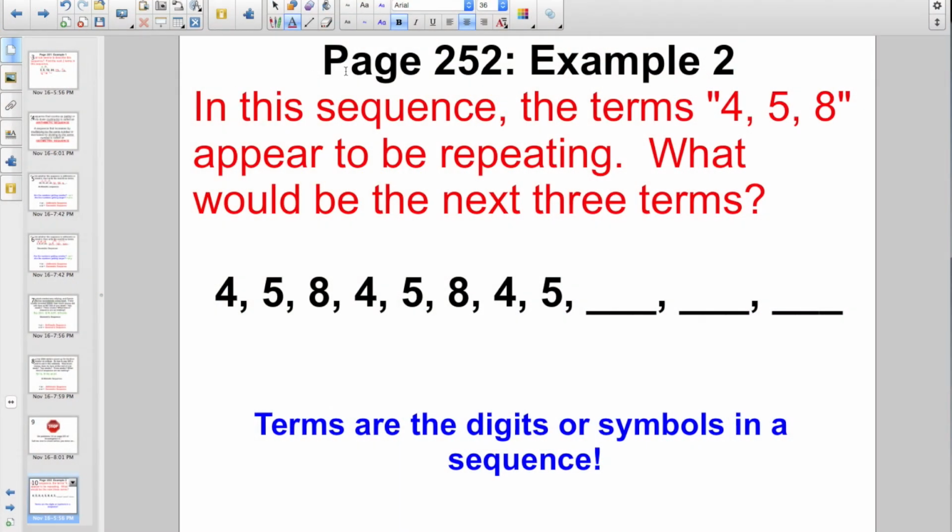All right, welcome back. Now we should have our book opened up to page 252, and I want to show you example 2. Here it says, in this sequence, the terms 4, 5, and 8 appear to be repeating. Do you see it? Here's 4, 5, 8. Here it is again. We are repeating these 3 terms. So what would be the next 3 terms if I'm just going 4, 5, 8, 4, 5, 8, 4, 5, that would have to be 8, and that would have to be 4 again, and this guy would have to be 5 again. Remember, terms are just the digits or symbols in a sequence, right?